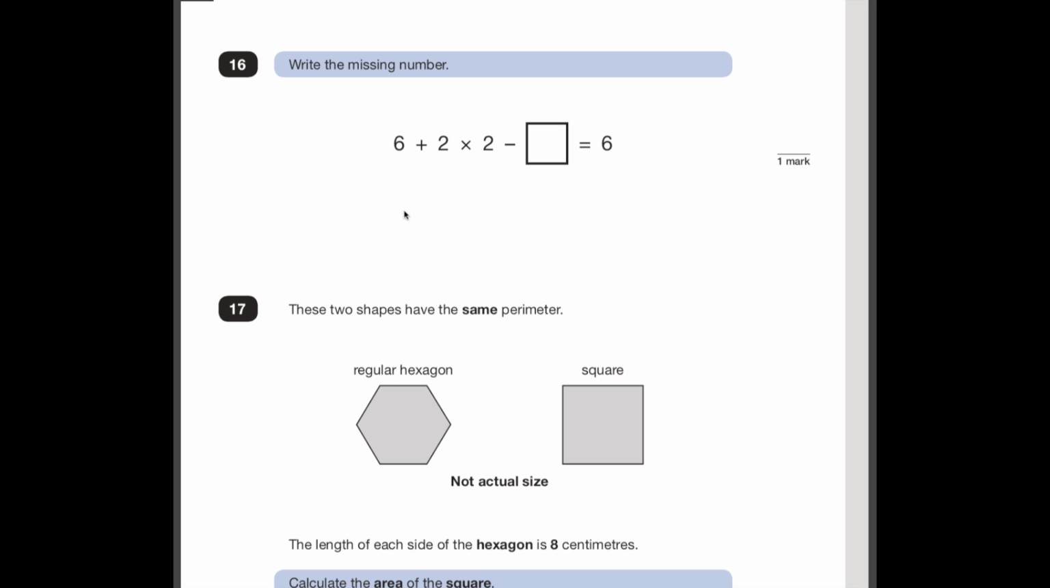The first thing you need to do is the multiplication. 2 times 2 is 4. 6 plus 4 is going to be 10. So 10 minus something equals 6. Well, 10 minus 4 equals 6, so our answer in the box should be 4.